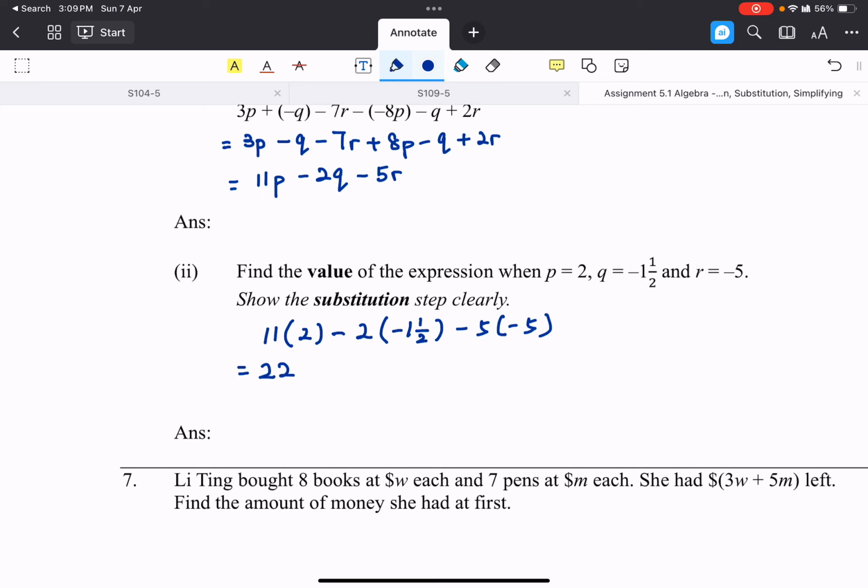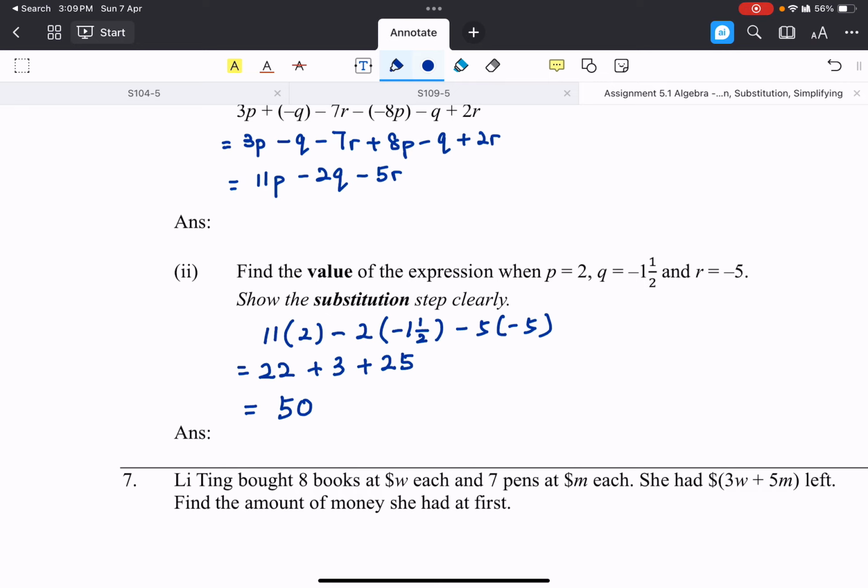We have 22, so we have negative 2 times negative 1.5 gives us positive 3. And then we have negative 5 times negative 5 gives us positive 25. So from here, we can obtain the value of 50.